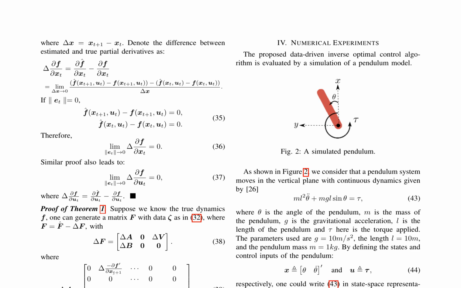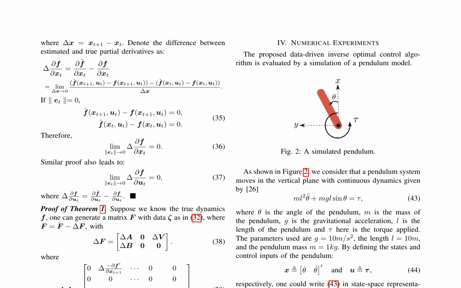A similar convergence is demonstrated for the difference between estimated and true partial derivatives with respect to the control input u_t. The proof involves constructing a matrix F with data, where F is a matrix containing the differences between estimated and true partial derivatives. This matrix is used to derive an equation that relates estimated system dynamics to true system dynamics.